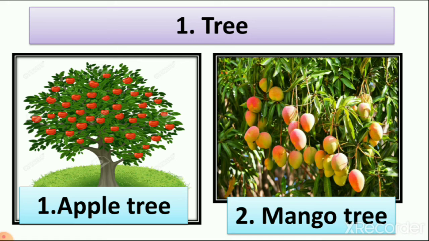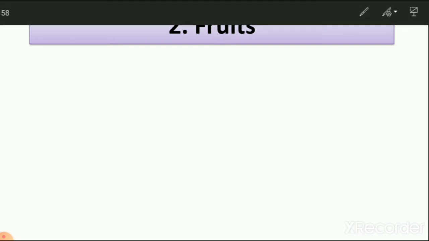You can write any other tree also, but remember that we have to write name of the trees, not name of the small plants or climbers or creepers. So apple tree and mango tree. You can write here banana tree, orange tree, then neem tree, banyan tree, any of them. So now we see our next question.